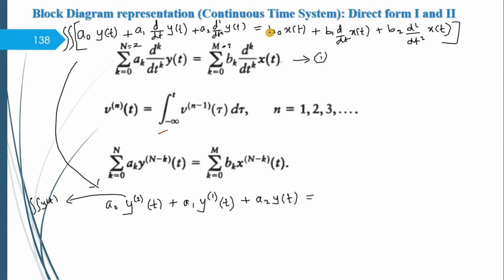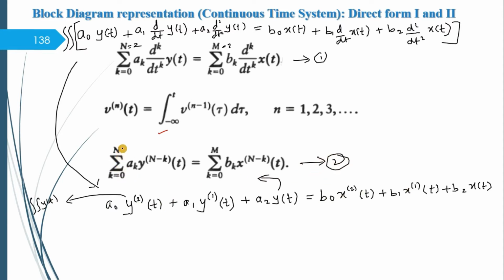This is equal to, in the same way, if I perform double integration here, I get b naught, 2 time integration x of t, plus b1, 1 time integration of x of t, plus b2, no integration at all, because d square by dt square cancels. So I get this one. This is a very important equation, and the general form of writing this is here. This I call equation 2.